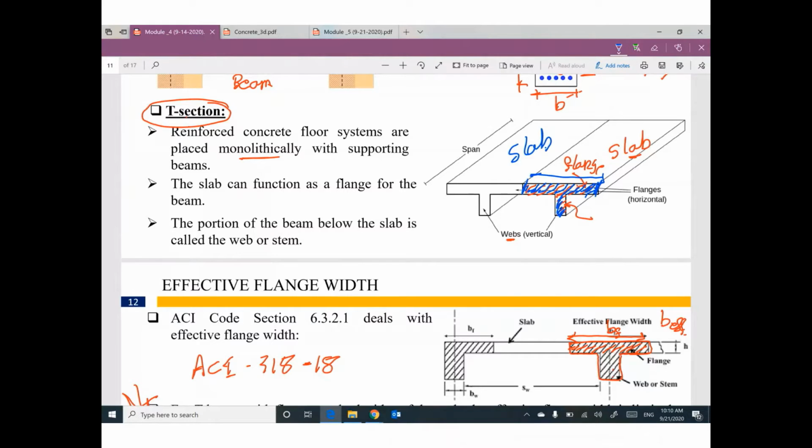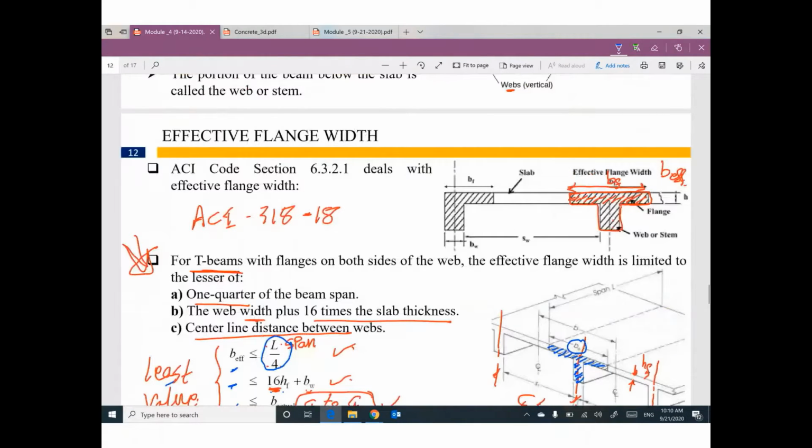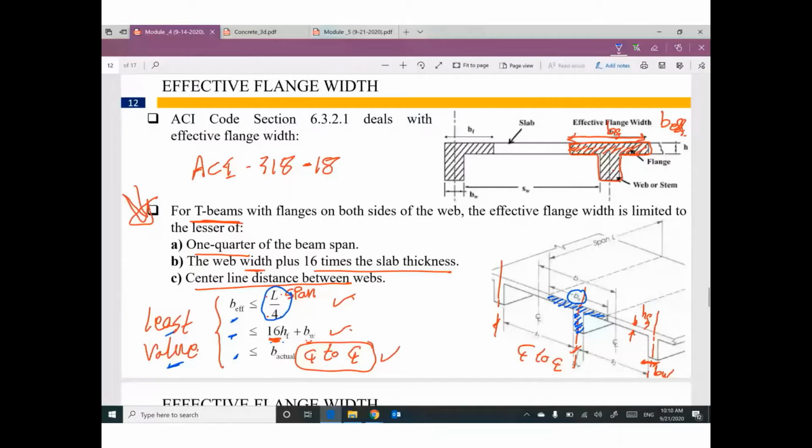We have something called B effective flange width. Effective flange width. We have 3 values, and we are going to use the least value. Span of the beam divide 4. 16 slab thickness plus web width. Here is the web width.